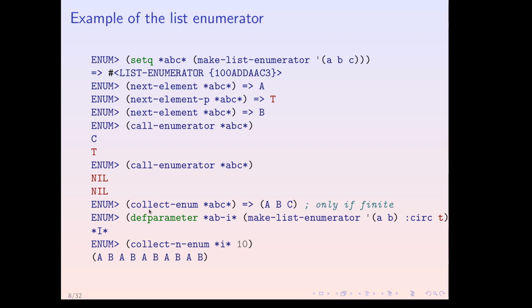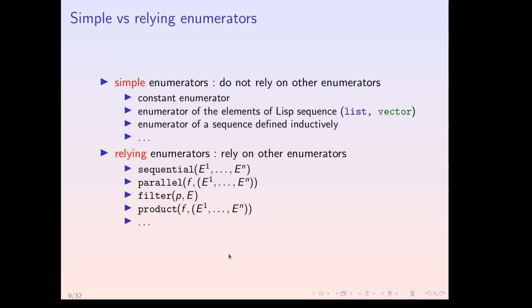We have this operation collect-enum, which will collect all the elements of a finite sequence. But I can also have an infinite sequence. Like here, I can make an infinite sequence of A B, A B, by making it circular with this keyword. Then I have the collect-n-enum operation to extract a finite sequence of the first n elements of the infinite sequence.